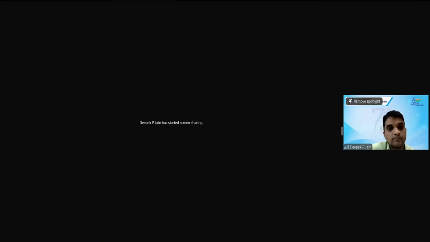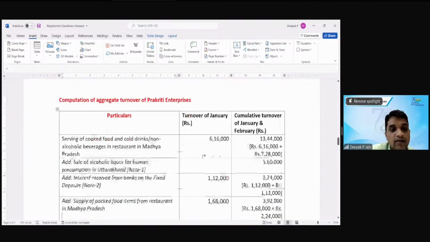Computation of aggregate turnover, right? Serving of cooked food and cold drinks, non-alcoholic beverage in the restaurant in Madhya Pradesh. In January, it is 6,16,000 and February 7,28,000. So cumulatively, it is 13,44,000 because we have to see when he should register also. So overall for the year, it is 13,44,000.